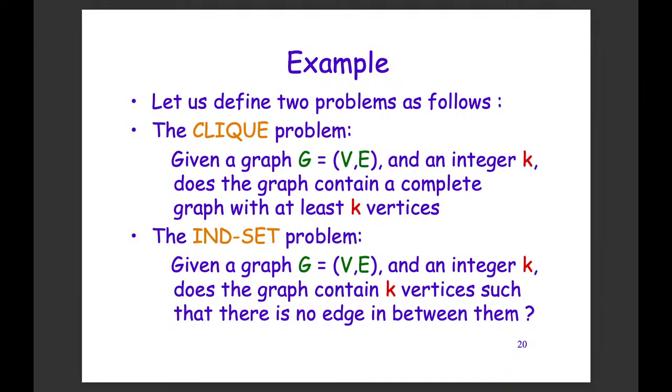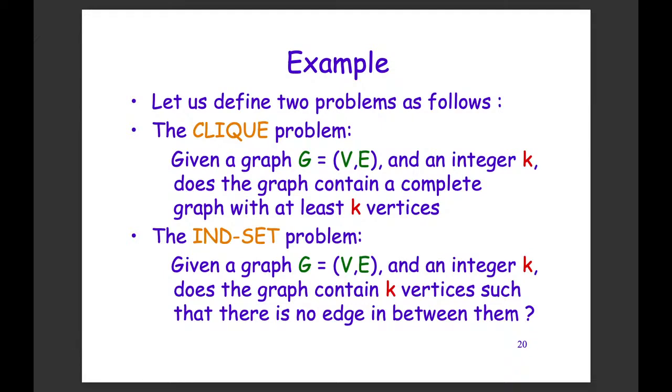So this problem is an NP problem. It is because if the input gives us a yes as the answer, then we can really tell what the k vertices are as the proof. So this problem is in NP, and this problem is also known to be NP complete.